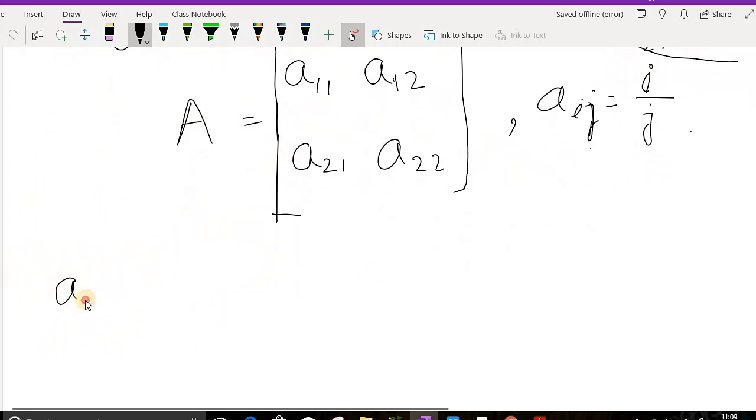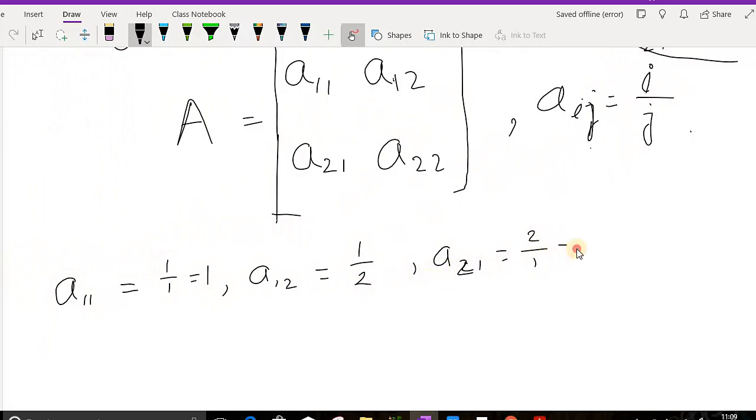So what is the problem? You start with A11. So what will be A11? I is 1, j is 1. So you put it here. So this will be 1 by 1, which is equal to 1. A12. So this will be 1 by 2. A21. So what will be A21? This will be 2 by 1, which is equal to 2. A22. What will A22 be? 2 by 2, which is equal to 1.